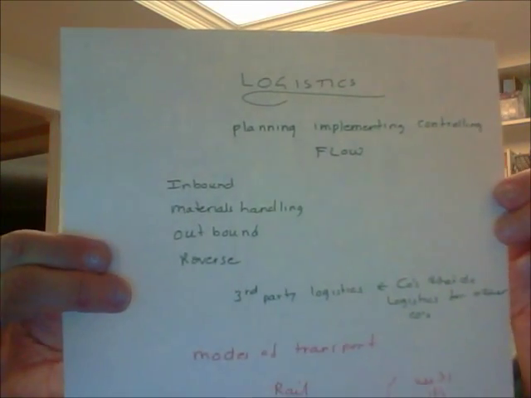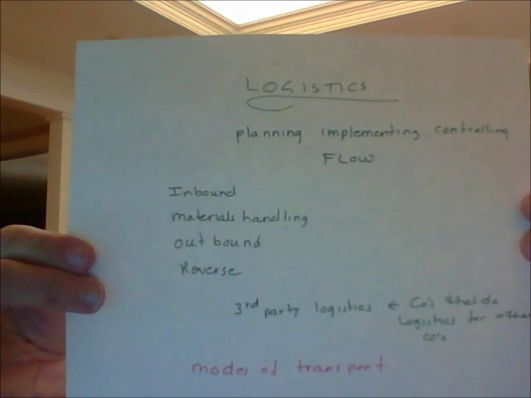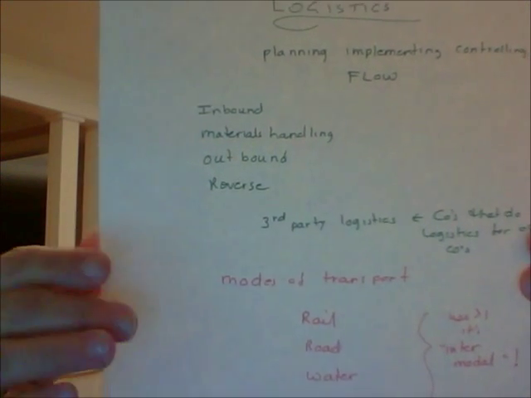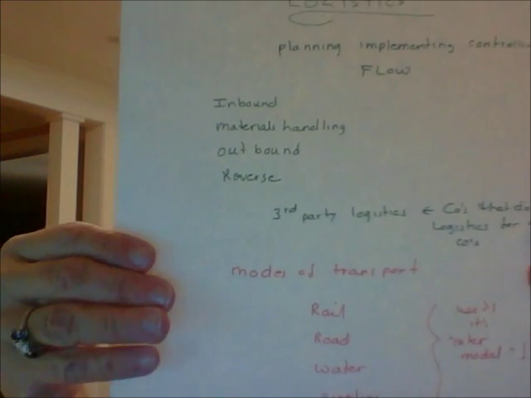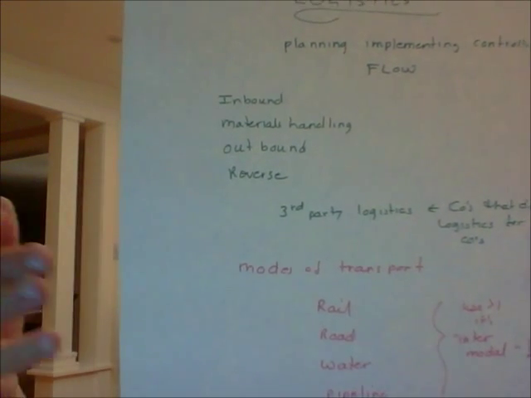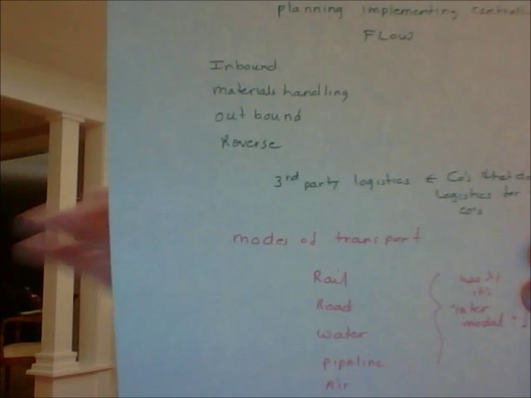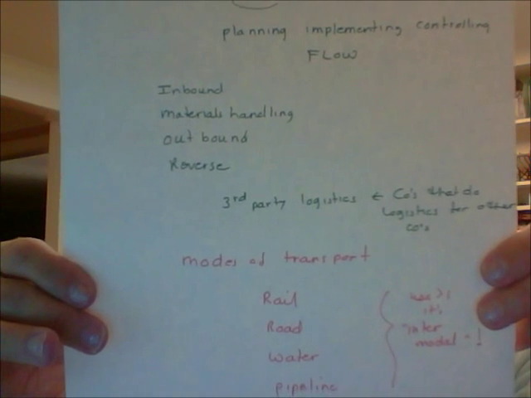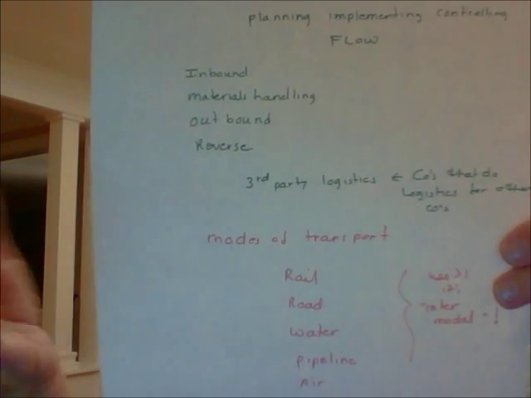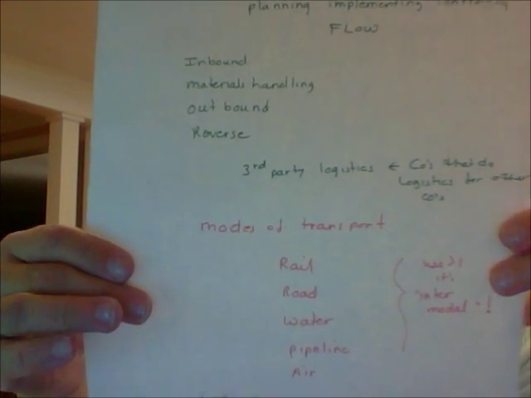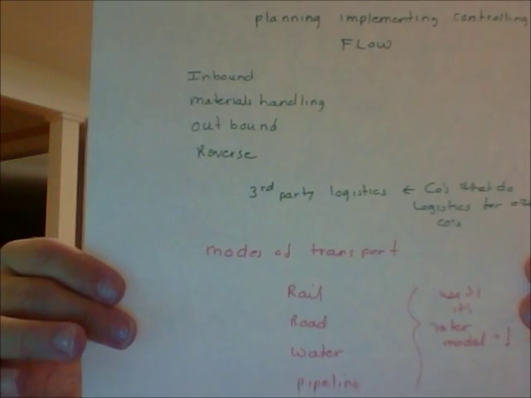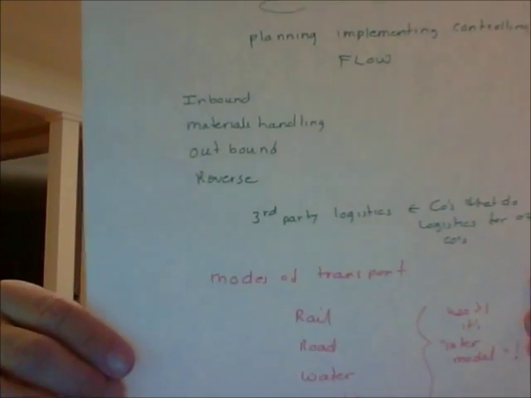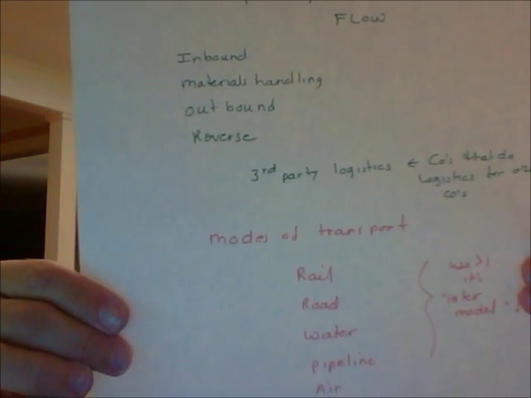Here we are, logistics. And that is the planning, implementing, and controlling of the flow of goods and services. You can do inbound, which means bringing the raw materials in to be manufactured. You can do materials handling, which is moving things around within the factory or within the company. You can do outbound, which is shipping it back out to retailers or intermediaries or directly to customers if you're LL Bean. You can do reverse, and that's where you're receiving returns or faulty goods. So if you've ever returned anything to Zappos or to LL Bean or to, I don't know, Patagonia, they've done reverse logistics to take back that product.